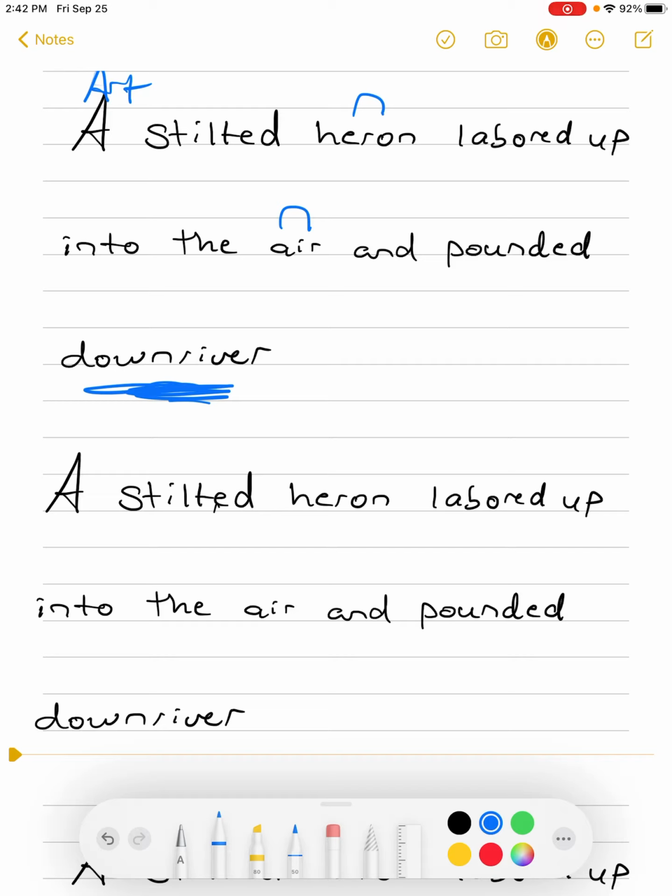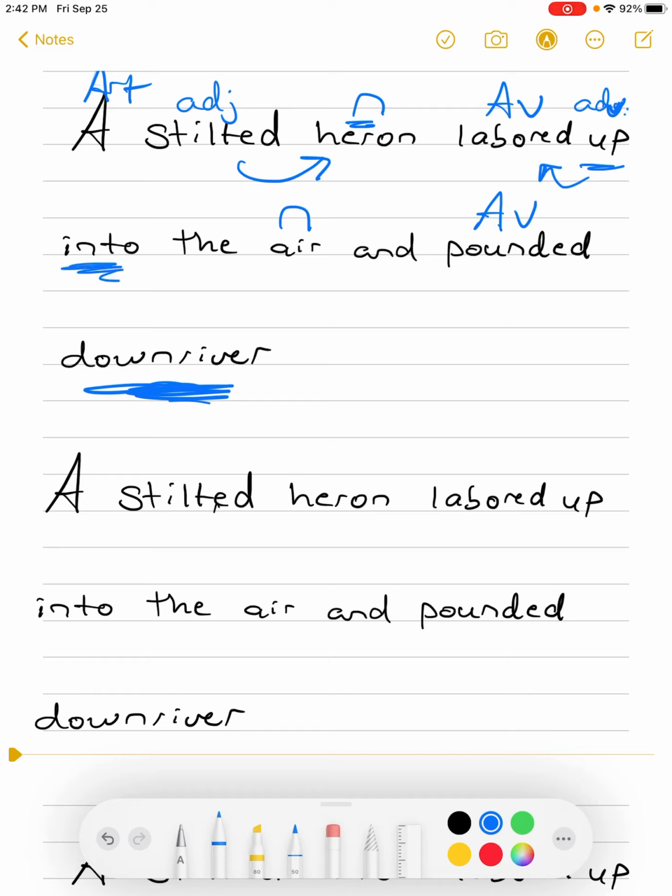All right, now, verbs. Stilted is an action verb. Pounded is an action verb. And everything else in this sentence just describes stuff. So, stilted describes heron. We decided heron is a noun. That makes stilted an adjective. Up here describes labored. And if labored is an action verb and up describes labored, up has to be an adverb. It's the adverb's job to describe the verb.